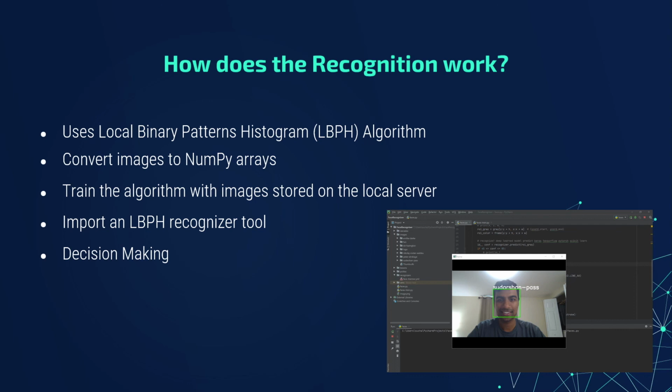Once the recognition happens, it basically matches the image which you have stored on the local server against the image which is sent by the camera. After the matching is done, the decision making happens accordingly.